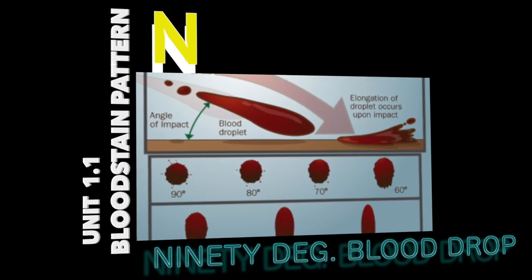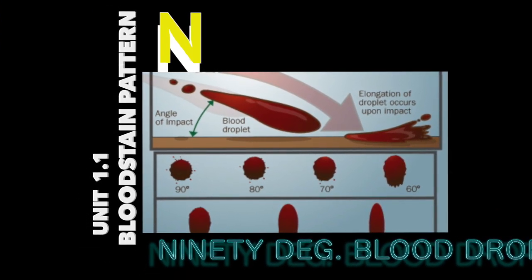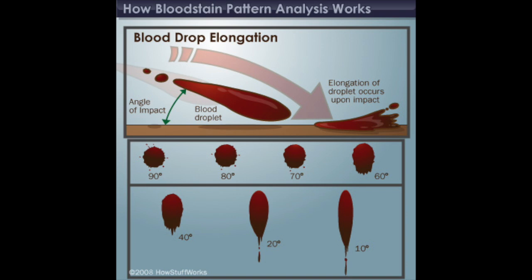A blood-stained splatter dropping from 90 degrees with no elongation would tell investigators that the blood dropped straight down from above, at a perpendicular angle to the ground.